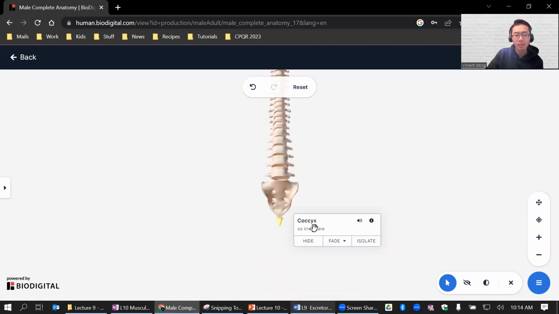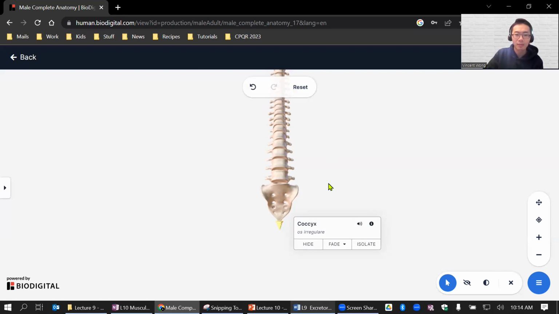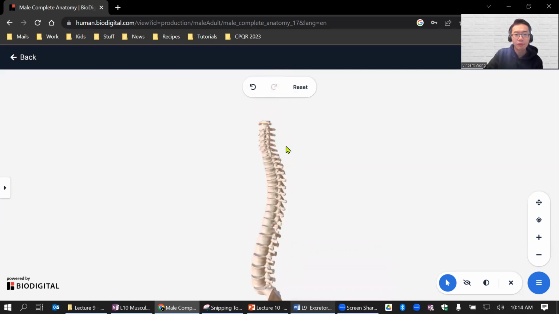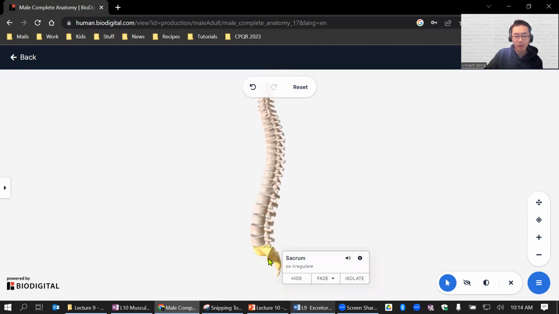Okay, coccyx bone. If we had a tail, then this would continue to go on and form the bones of a tail. But we don't. So that's the coccyx bone. So here we go again. 7 cervical neck bones, 12 thoracic, 5 lumbar, sacrum, and then like 3 to 5 coccyx bones that are fused together.